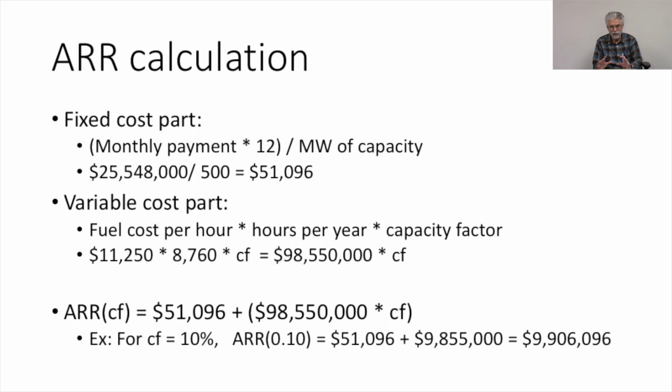So let's run through a sample average revenue requirement calculation. First, we'll do the fixed cost part. We take our monthly payment, but since this is an annual revenue requirement, we're going to multiply it by 12 to get our annual payment. Then we divide by the capacity of the power plant. Well, what's our annual payment?